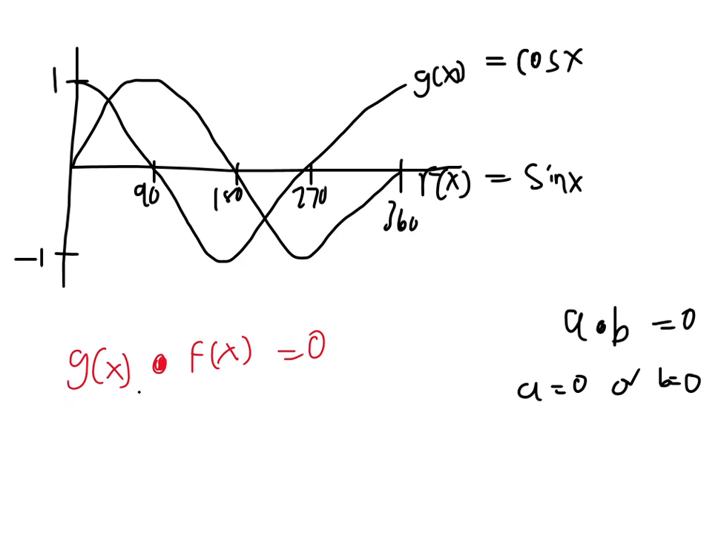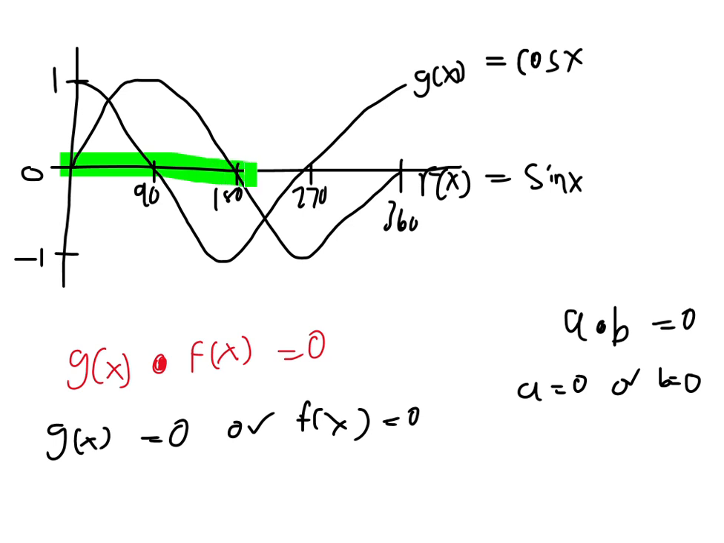So if g of x multiplied by f of x is equal to 0, then it means that either g of x is equal to 0 or f of x is equal to 0. Now we're going to look for the point where the graph is 0. So remember, the line that corresponds to 0 is this one. So the graph will have the value of y of 0 as long as the point lies on this green line. So we're going to check what are the values of x that lie on this green line.